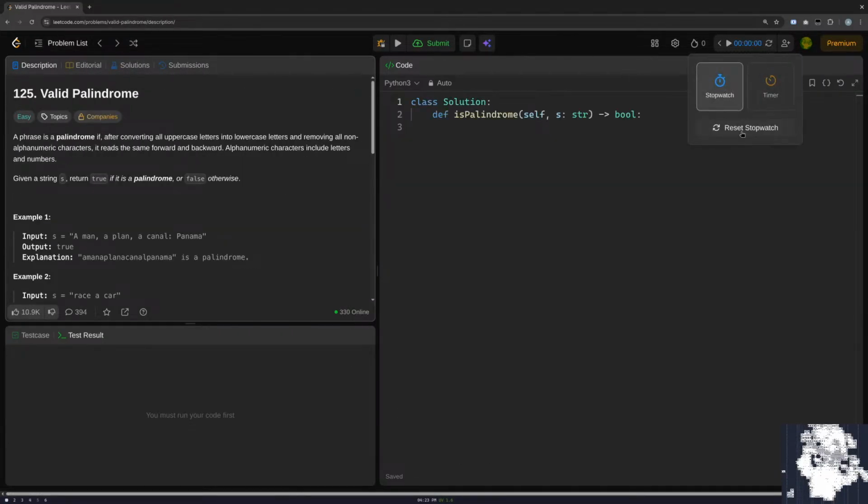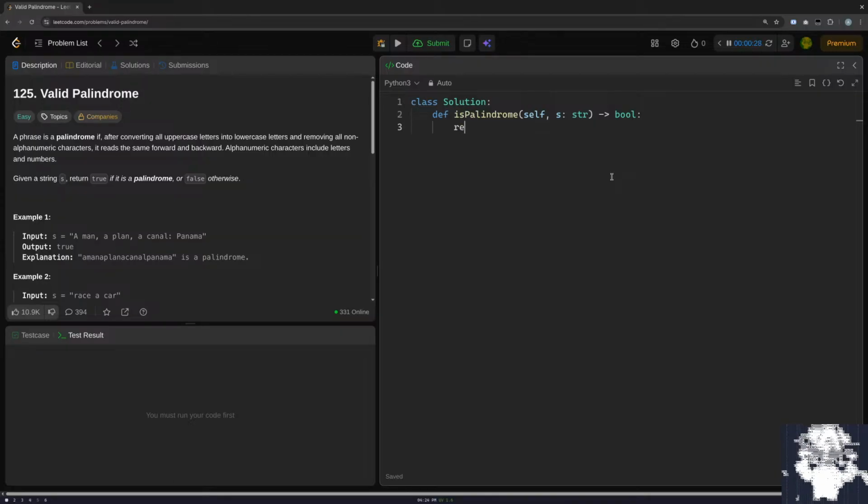Start the timer. 125, valid palindrome. Easy. A phrase is a palindrome if, after converting all uppercase letters into lowercase letters and removing all non-alphanumeric characters, it reads the same forward and backward. Alphanumeric characters include letters and numbers. Given a string S, return true if it is a palindrome and false otherwise.